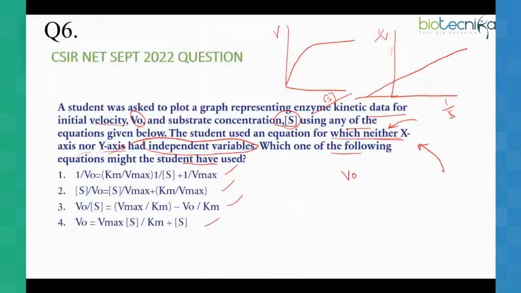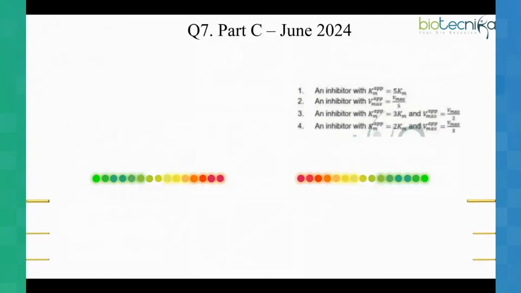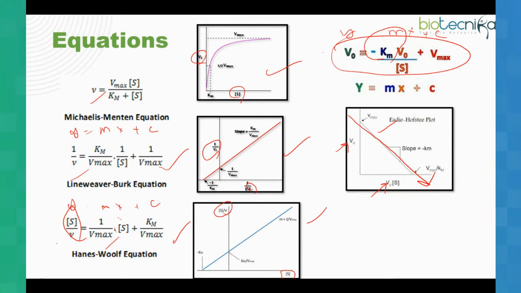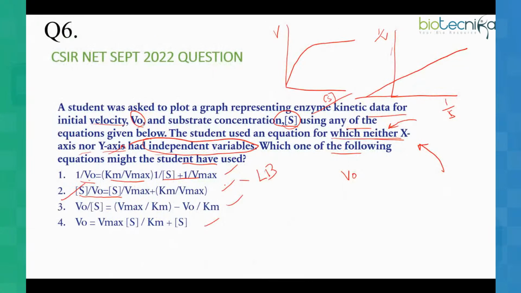All right. So 1 by v0 is equal to Km by Vmax times 1 by S, plus 1 by Vmax. This is the Lineweaver-Burk plot. Then S by v0 equals S by Vmax plus Km by Vmax. So this is the Hanes-Woolf plot. This also has dependent values. Then v0 is equal to Vmax into S divided by Km plus S. This is the MM equation, so this one is also not the answer.